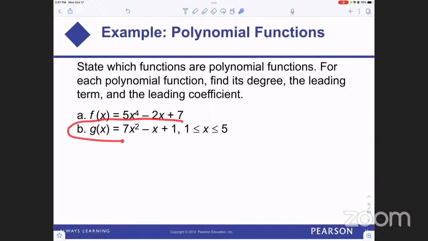So if you look at part B and you're asking yourself, is that a polynomial? All right, what do you think, yay or nay? So B is not going to be a polynomial because the domain is not all reals, right? So we just said that a moment ago, the domain of polynomials is all reals. This domain is restricted to all the numbers between 1 and 5 inclusive. So because the domain is not all reals, then this cannot be a polynomial function.